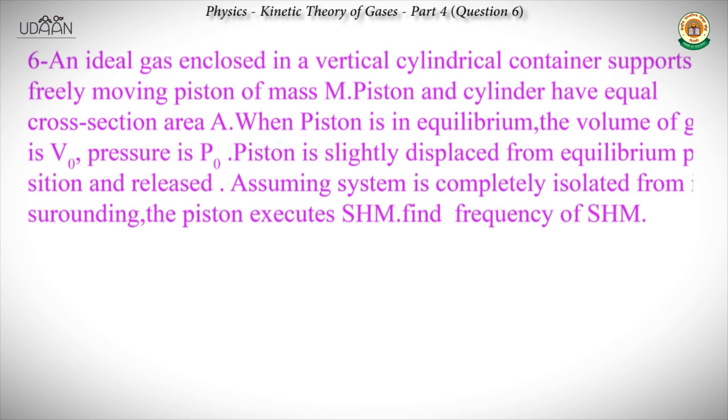Now question number 6 says, an ideal gas enclosed in a vertical cylindrical container supports a freely moving piston of mass m. The piston and cylinder have equal cross-section area A. When the piston is in equilibrium, the volume of gas is V0 and the pressure P0. The piston is slightly displaced from equilibrium position and released.